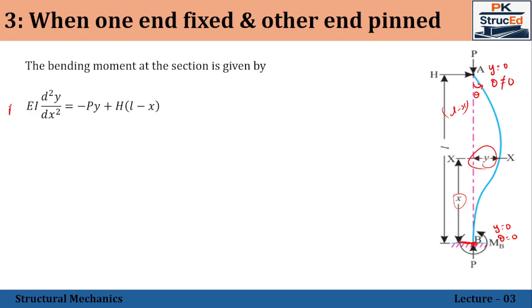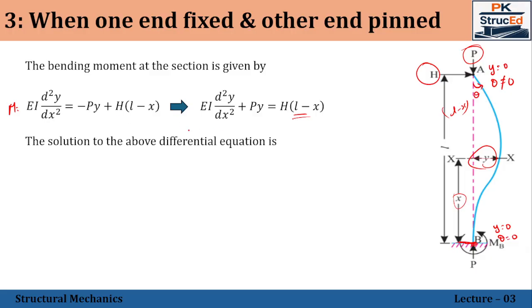So, M will be equal to EA into d square y by dx square, which will be equal to the moment due to this P, which will be minus Py, and the moment due to this H, which will be H into L minus x. Okay, and we can bring this Py to the left side as well as this Hx also to be brought to the left side. Right, or else we can keep it as such. We'll bring that Py on the left side.